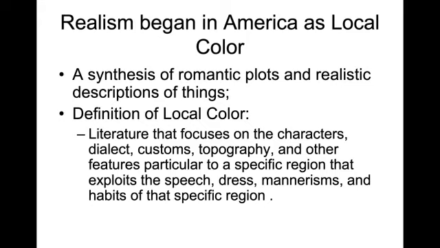And so realism is going to begin in America almost as a sense of local color, since we've had people pioneering and moving out west, since we have this influx of immigration in the north and the south, and the east is becoming more citified and less rural, you're going to start seeing more local color. People writing about the west from a western standpoint, people writing about the north from a northern standpoint. So the synthesis of romantic plots and realistic description is going to make this local color. The literature is going to focus on the character's dialect, the character's customs, the topography of the land, other features that are particular to a specific region.